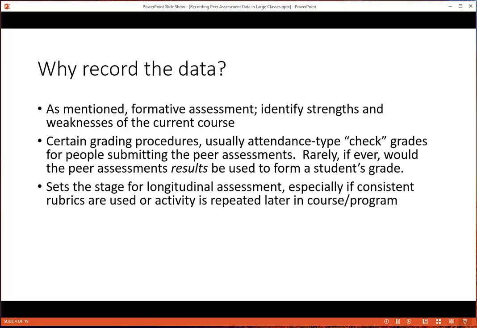Recording data also sets the stage for longitudinal assessment. Of course, it's not perfect data, it's peer data. And, you know, we're generally in large class situations, you find people fairly early in their programs. But if you're consistently repeating things using a similar rubric or similar activities later in the course or program, or you're looking beyond the scope of just a single course, or even within the semester at the start and the end of the semester, you have some opportunities for longitudinal assessment. That's fantastic in a large class situation because, again, you can have a lot of students who seem like they're understanding, but we don't really know because we don't have a whole lot of data.